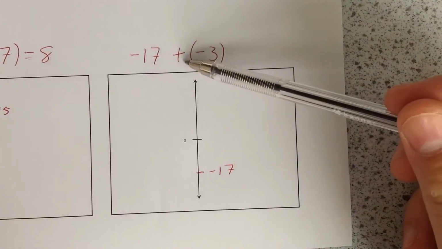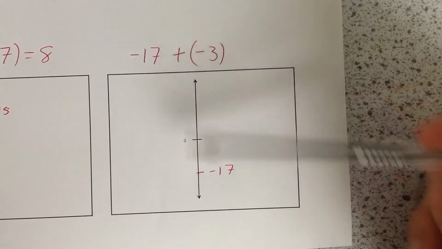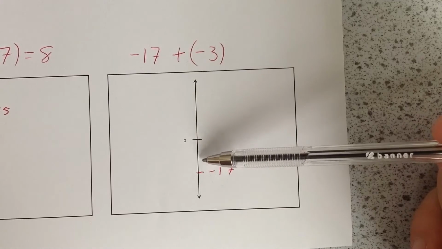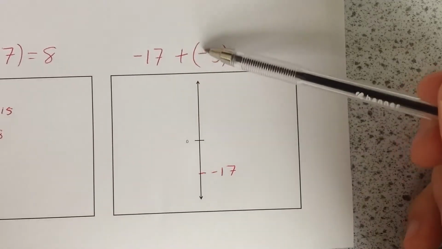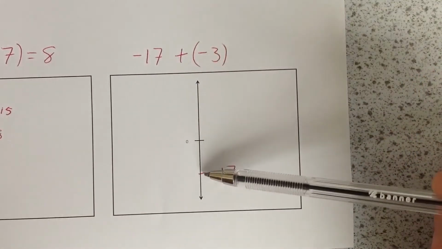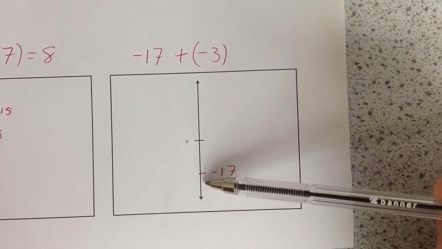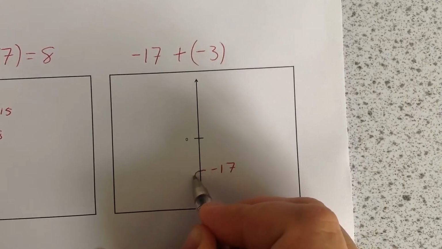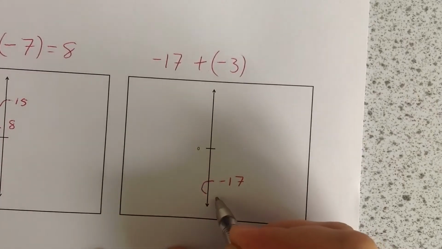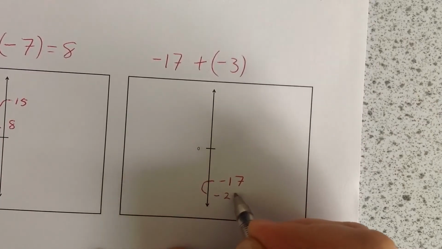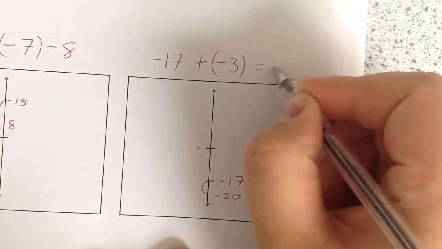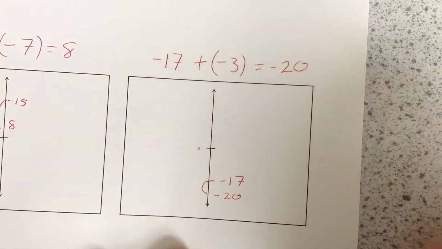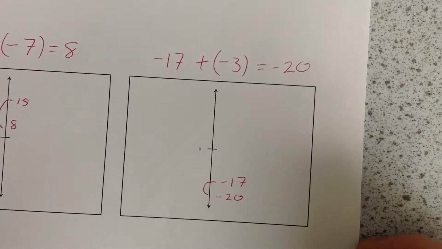Again, we're adding. And normally, when we add, we go up. However, this time, because we're adding a negative number, we're going to go further down from negative 17. We're going to go down 3 more places and we're going to end up at negative 20. So again, that's our answer for this second question, negative 20.